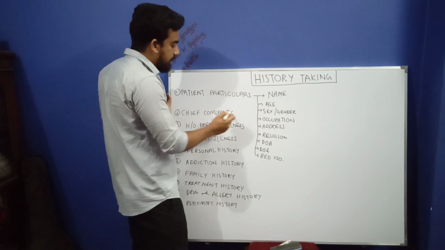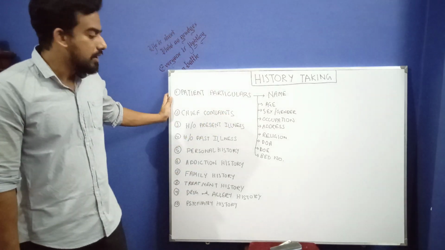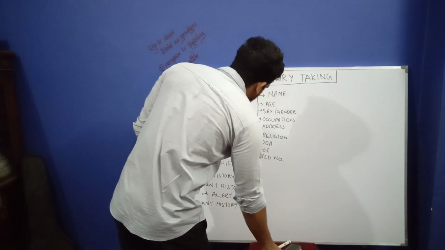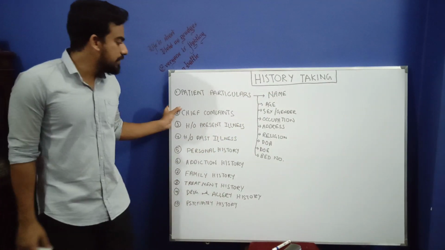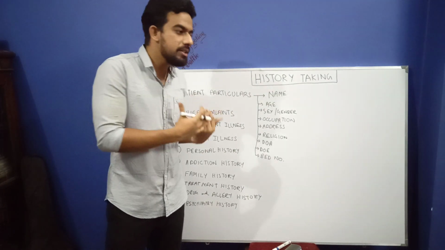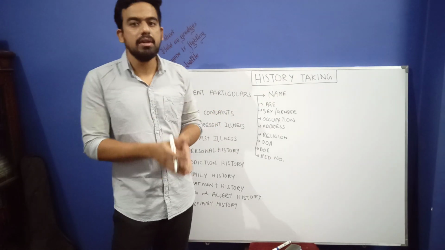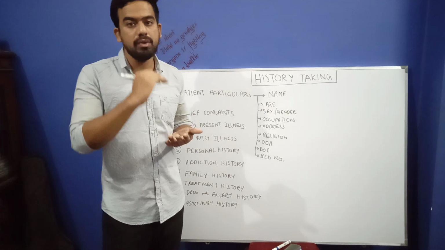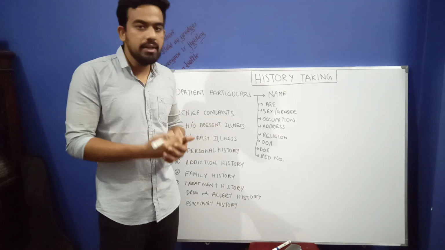Now next, coming to chief complaints. Now what are chief complaints? So what is chief complaint? Chief complaint is the primary complaint with which the patient is presenting along with duration. It is written very short, and chief complaint is always mentioned in chronological order. Either it's ascending or descending.